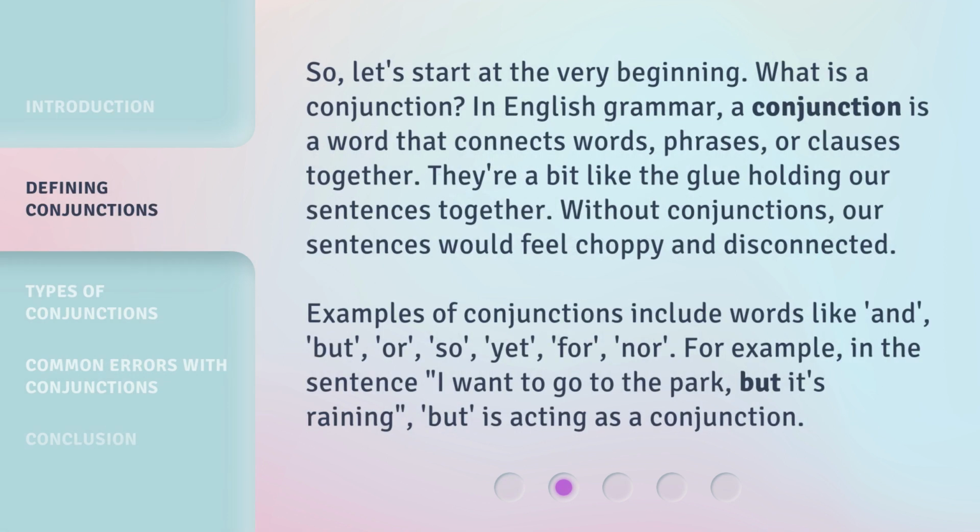So, let's start at the very beginning. What is a conjunction? In English grammar, a conjunction is a word that connects words, phrases, or clauses together. They're a bit like the glue holding our sentences together. Without conjunctions, our sentences would feel choppy and disconnected. Examples of conjunctions include words like and, but, or, so, yet, for, nor. For example, in the sentence, I want to go to the park, but it's raining, but is acting as a conjunction.